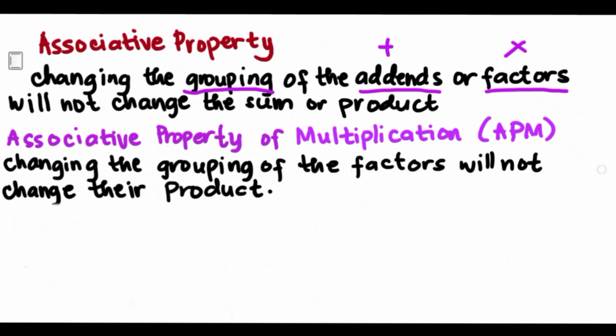Okay, so tapos na tayo sa APA. Ngayon naman, since pinag-usapan natin kanina yung factors, dito naman tayo sa multiplication. Next naman nating pag-aaralan ay associative property of multiplication. Dito naman, kahit mag-change tayo ng grouping ng factors, it will not change the product.